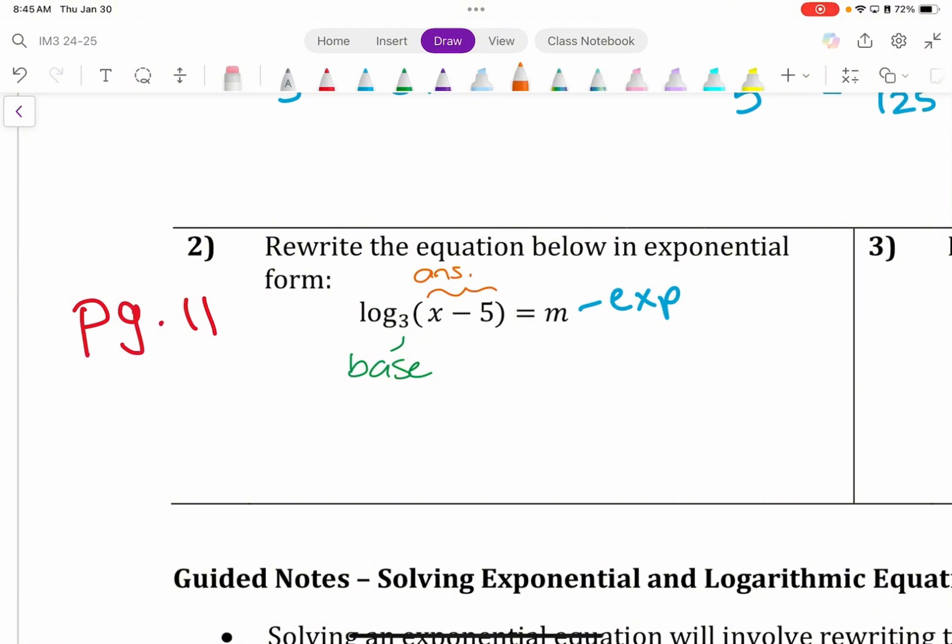Because based on that, we can rewrite the statement. For example, we know that our base is 3. So 3 will get raised to the power that I have identified as my exponent. In this case, 3 will get raised to the m power. And that's going to result in everything that is inside of the parentheses. So the statement converts to 3 to the m equals x minus 5.